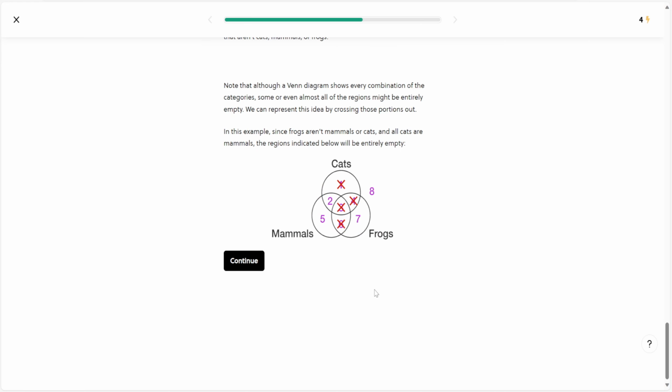Note that although a Venn diagram shows every combination of the categories, some or even almost all of the regions might be entirely empty. We can represent this idea by crossing out these portions. In this example, since frogs aren't mammals or cats, and all cats are mammals, the regions indicated below will be entirely empty.